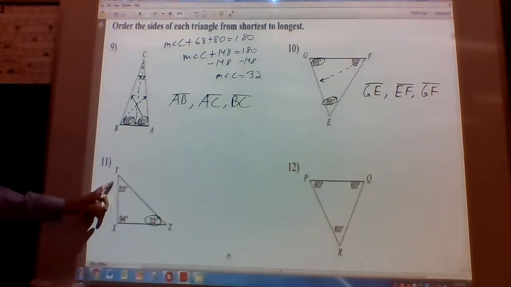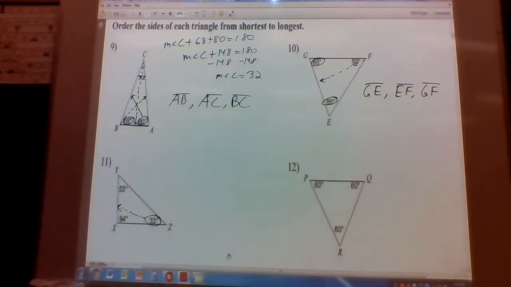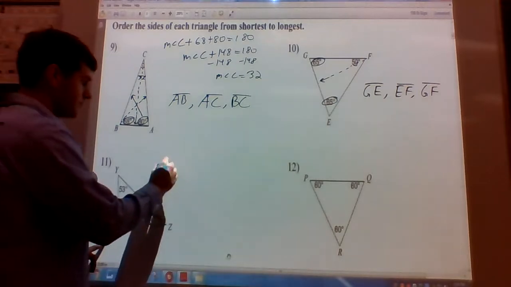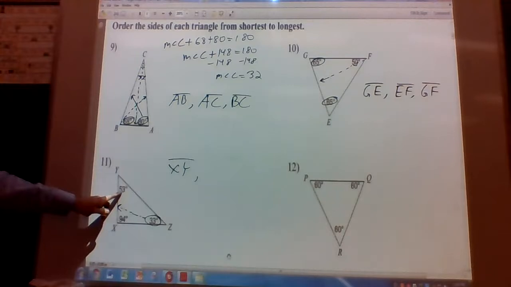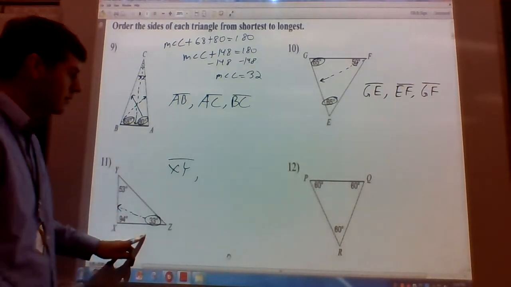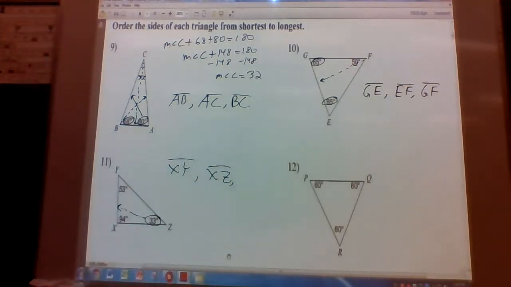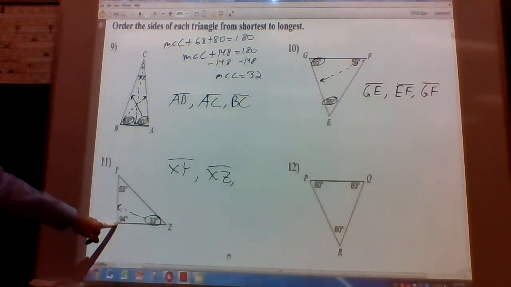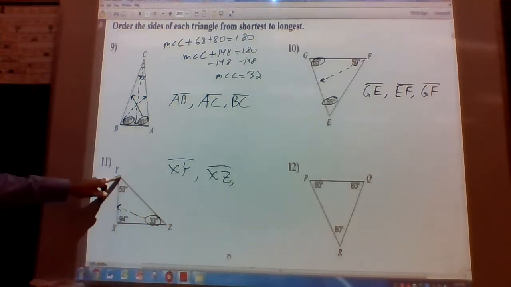Okay, number 11, smallest angle is 33 degrees. So our shortest side is opposite of our smallest angle, right? 33 degrees is our smallest angle. So opposite of angle Z is going to be XY. Okay, now we look for our next smallest angle, which is 53 degrees, which is angle Y. So opposite angle Y is side XZ. And then we look for our biggest angle, which is 94 degrees, which is angle X. And opposite angle X is going to be YZ.